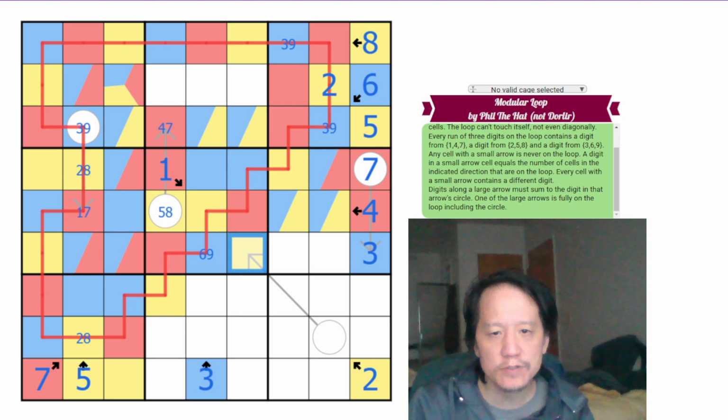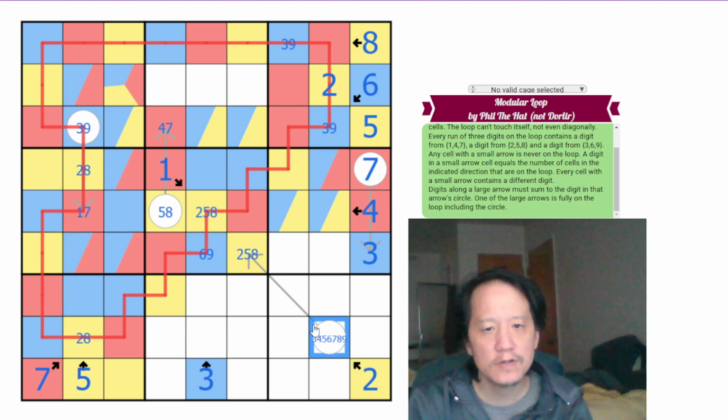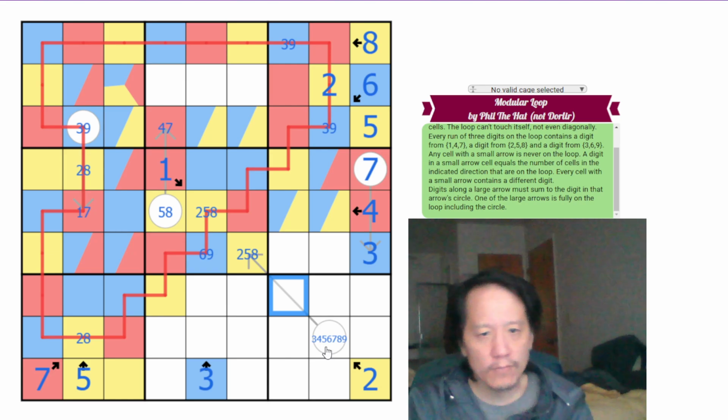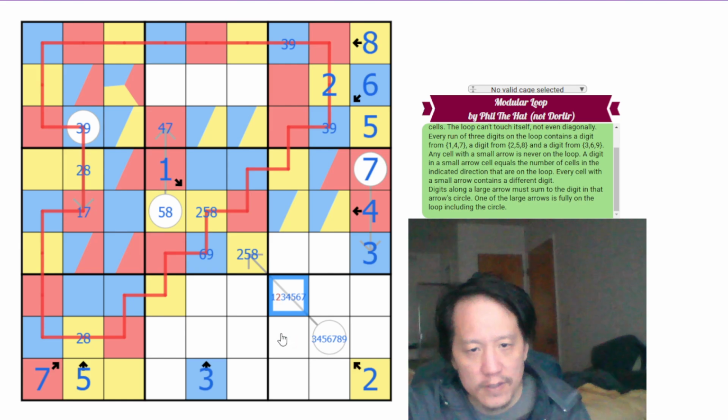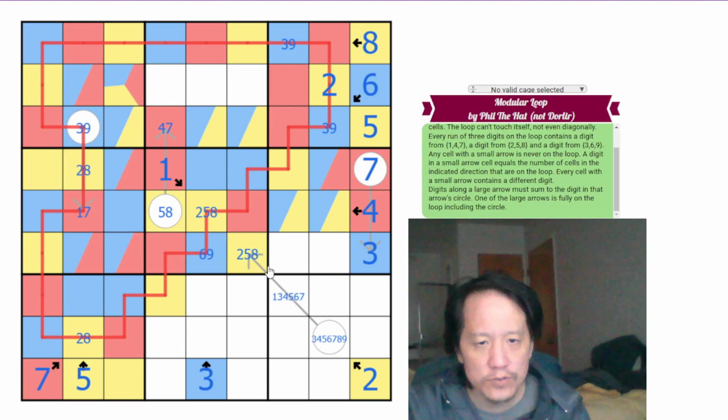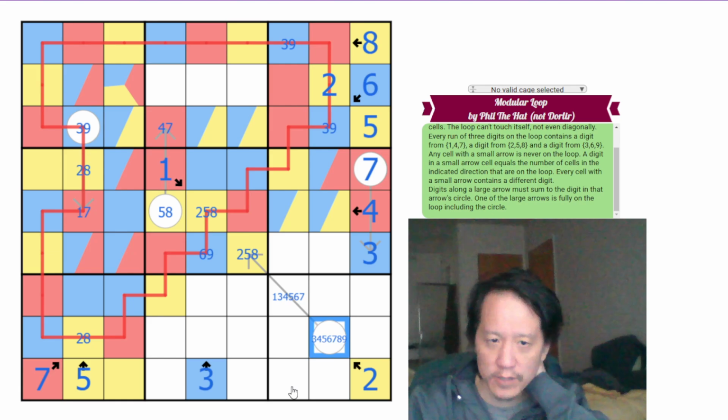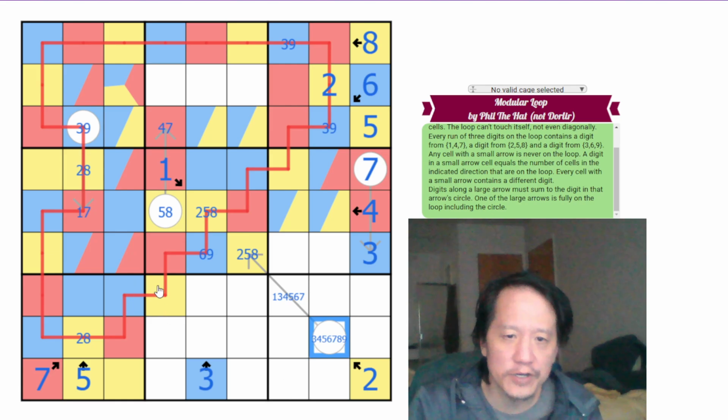This is red, or yellow, so this is 2, 5, or 8. This has to be at least 3. So this is 1 through 7. This can't be 2 because 2 and 7 is the most, so that could be 8. Or sorry, 9.